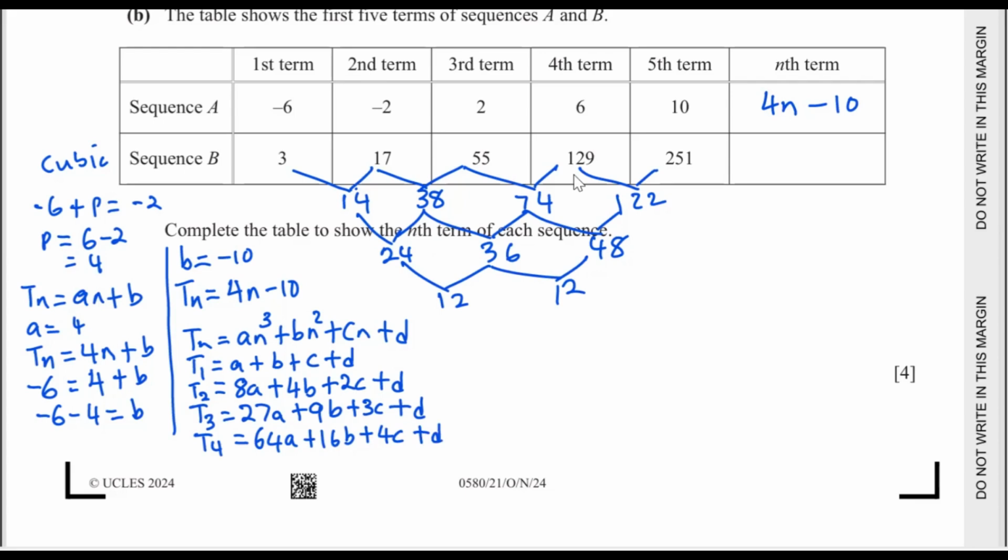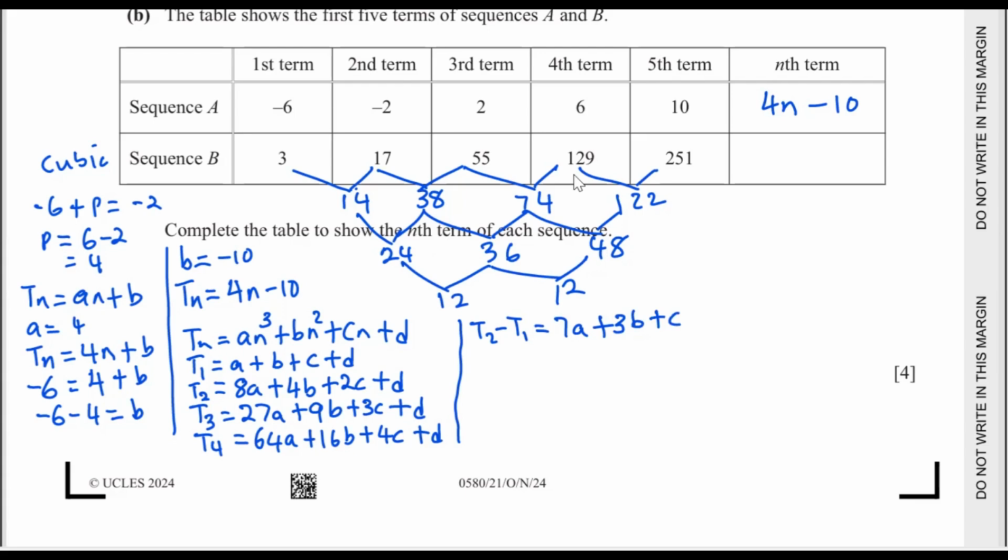Now we can do this. Now we are going to find out what T2 minus T1 is. T2 minus T1 is going to give us 7a. That's 8a minus a. 4b minus b is going to give us 3b. And then 2c minus c, we're going to give us c.